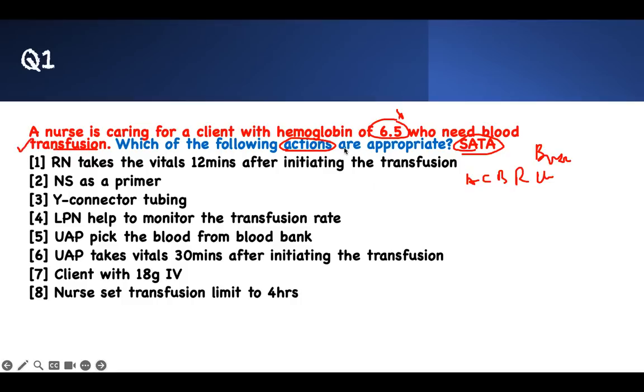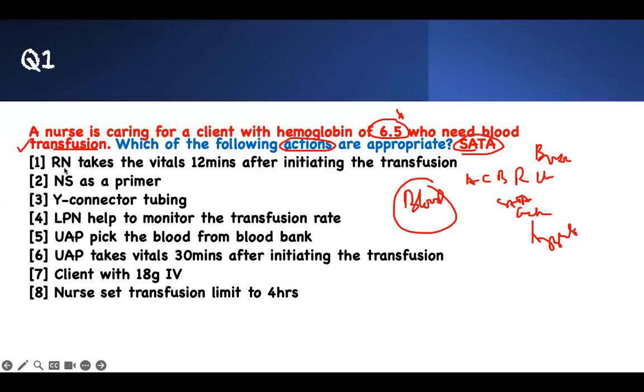What actions are appropriate? I tell myself I have a SATA question. I'm looking for actions that are appropriate. That's all. And for SATA, I need to bring my content. I'm going to look for answers that I know 99, 100% sure, and I'm not guessing for the new generation, new questions, new NCLEX way, right? What is the key? It is blood transfusion. So you need to know everything about blood transfusion.